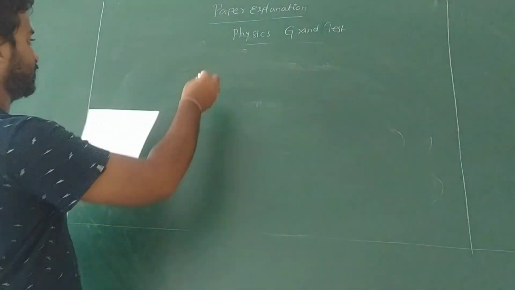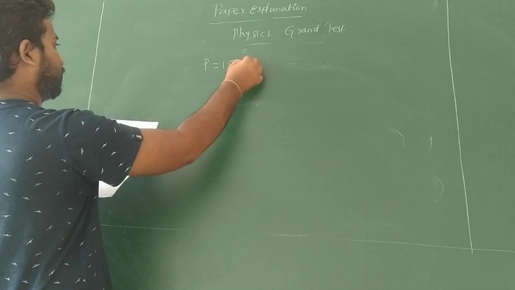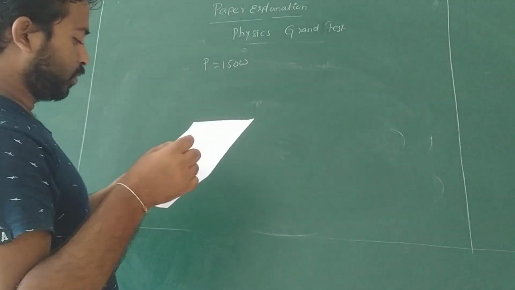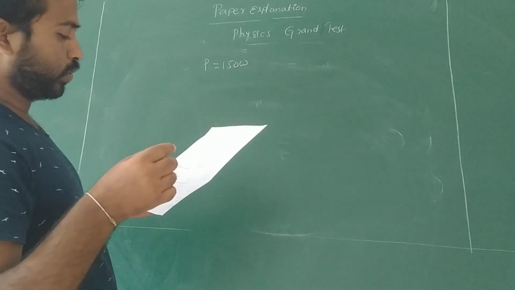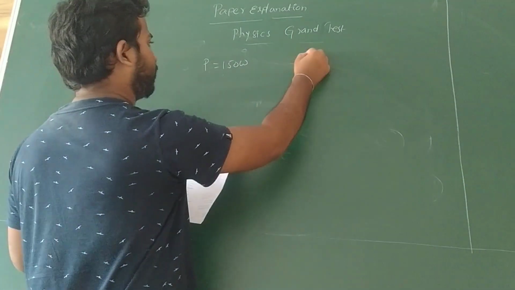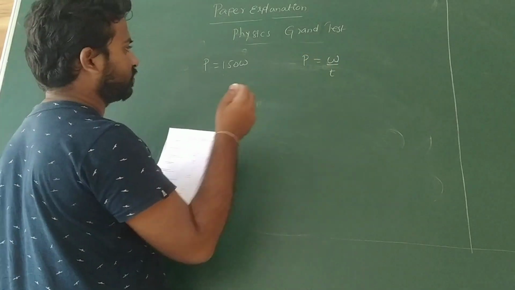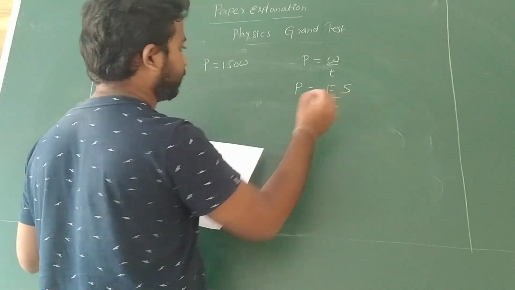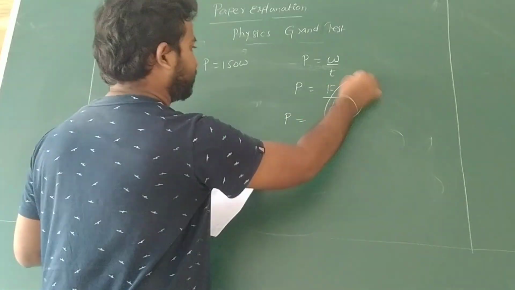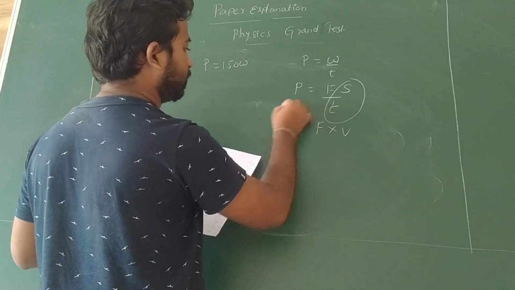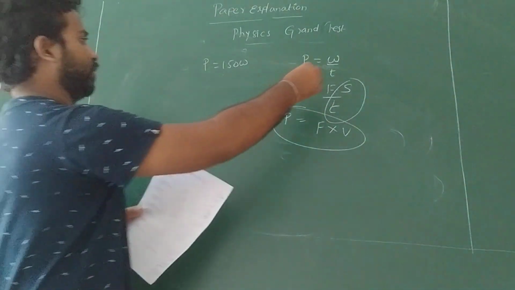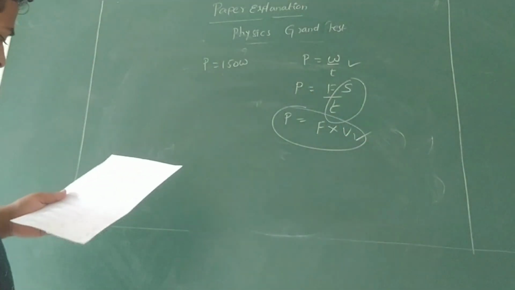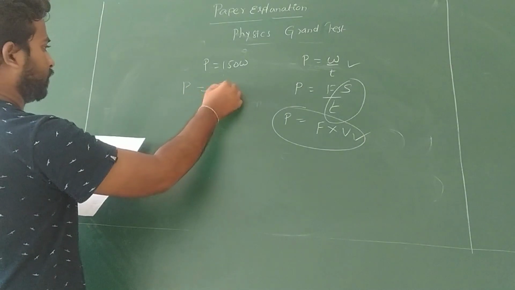See, next question. The power of motor is P equal to 150 watt. If the unit of force is doubled and the unit of velocity is tripled, what will be the new unit of power? You know power equals work done by time. From this we have one more formula: power equals force into displacement by time. Displacement by time is velocity, so power equals force into velocity also. We know P equal to W by T, and from this power equals force into velocity. So P equal to F into V.